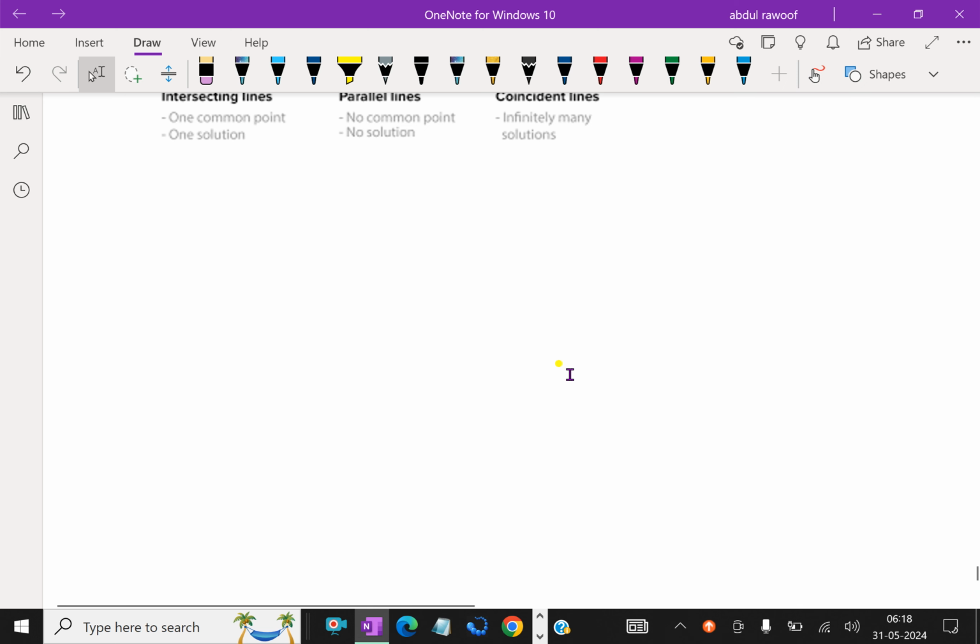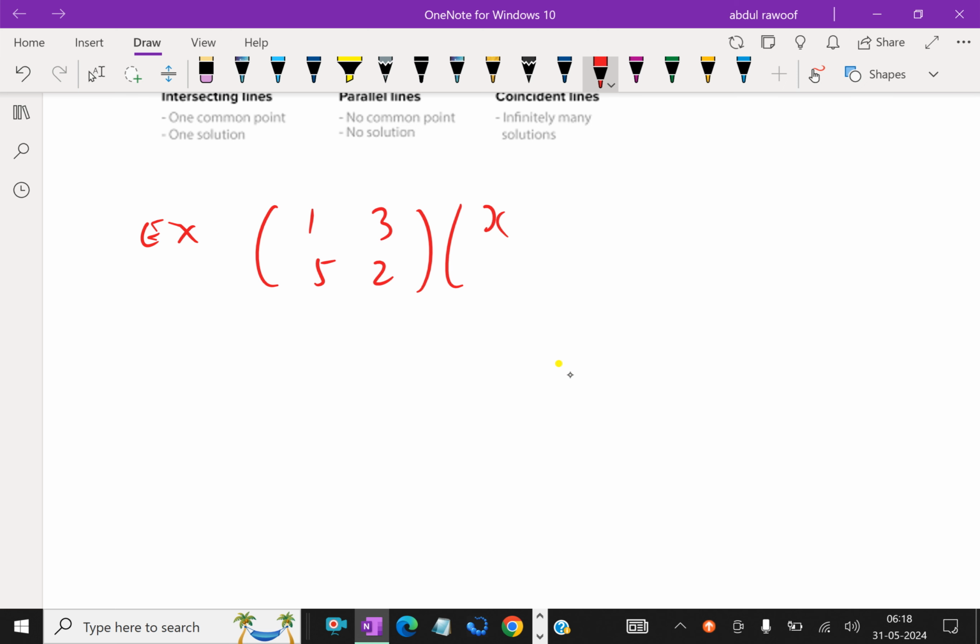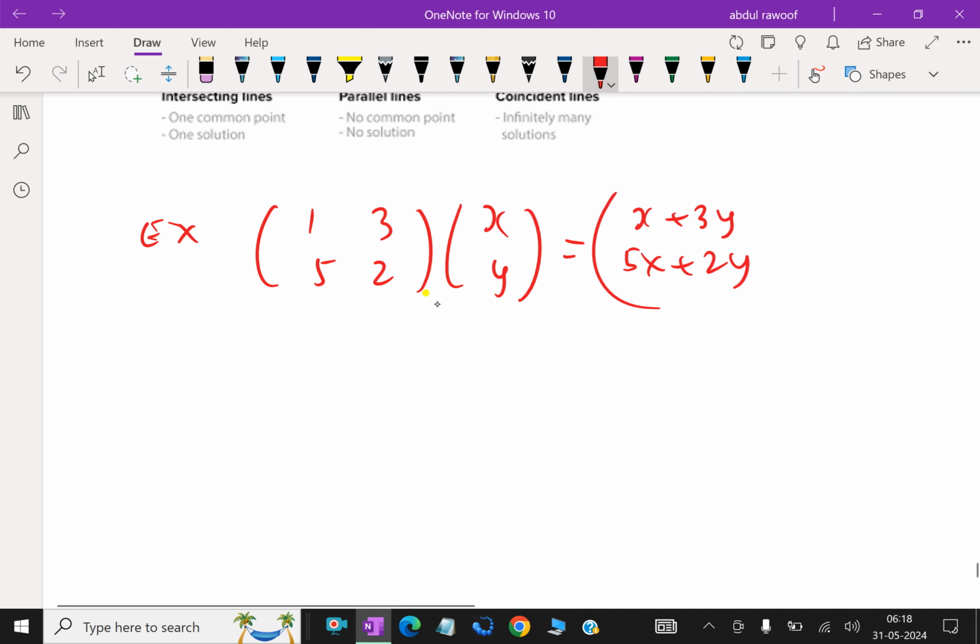Now find the product. The matrix 1 3, 5 2 times x y, which is equal to, first row with first column, that is 1x plus 3y. Second is 5x plus 2y. This is called the product matrix.